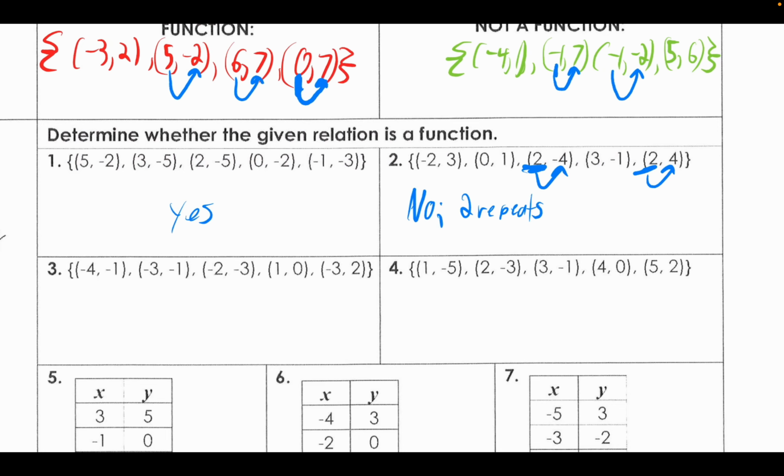So number 3 here, we see -3 repeating. So no, it's not a function. That's because -3 repeats, or -3 goes to both -1 and 2, or -3 goes to 2 different y values. Whereas at number 4, we see all these x values be unique. We don't have any x values going to multiple y values. So yes, this is a function.